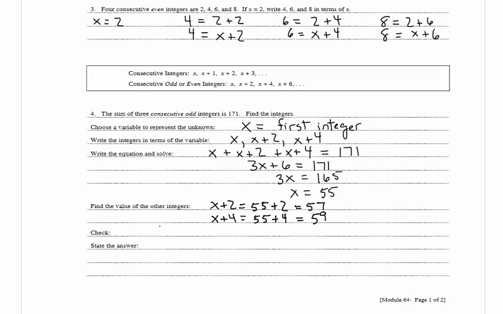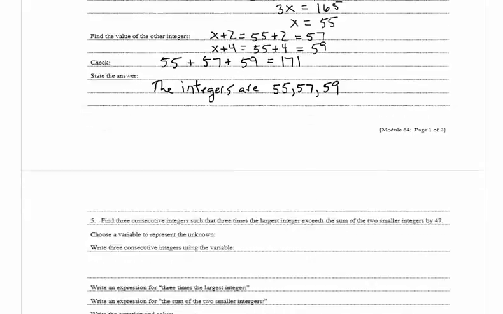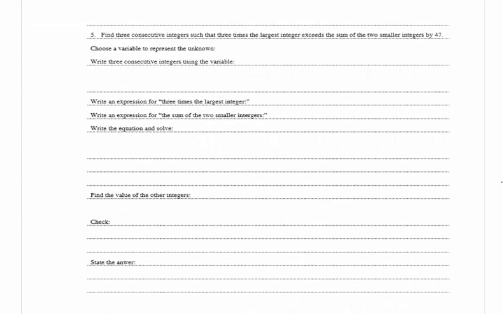And now it wants us to check. And we're going to check by adding our 3 consecutive odd integers and make sure the sum is 171. 55 plus 57 plus 59, and that is equal to 171. So our 3 consecutive odd integers we found do equal 171. And now it wants us to state the answer, and we would say the integers are 55, 57, and 59.